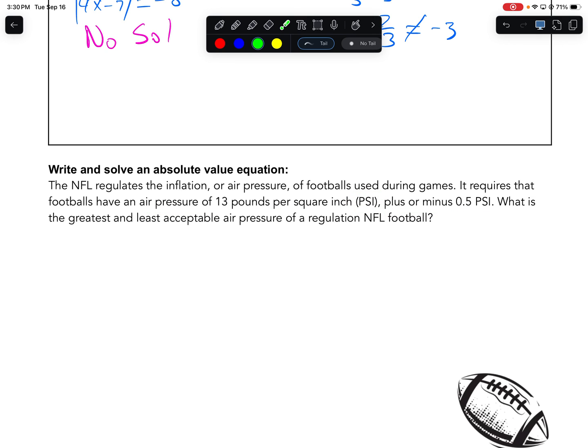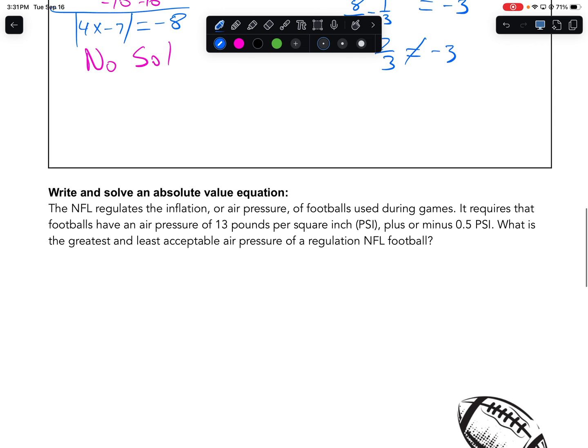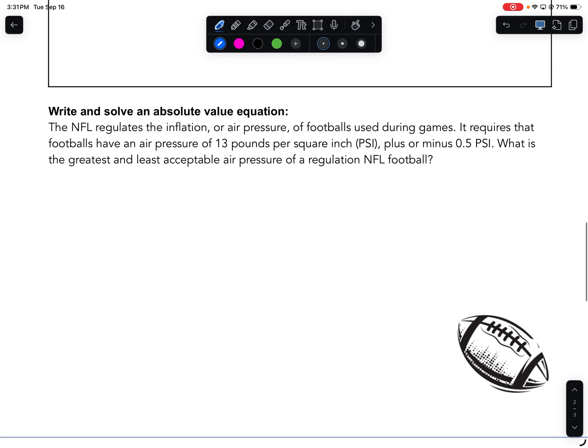What's the answer? What's 13 plus 0.5? 13.5. What's 13 minus 0.5? 12.5. So you already know the answer, but you're in an algebra class, so you got to prove it with an equation. Here's the equation. Absolute value of x minus 13 equals 0.5.